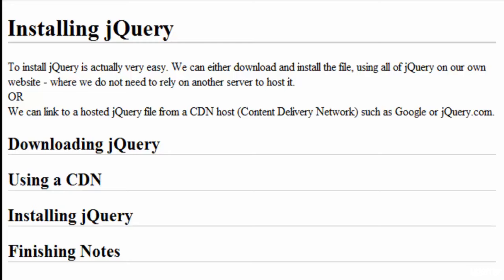To install jQuery is actually very easy. We can either download and install the file using all of the jQuery on our own website, where we don't need to rely on another server to host it. Or we can link to a hosted jQuery file from a CDN host. CDN stands for Content Delivery Network, such as Google or jQuery.com or even Microsoft.